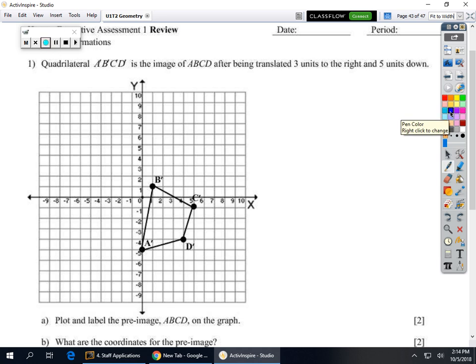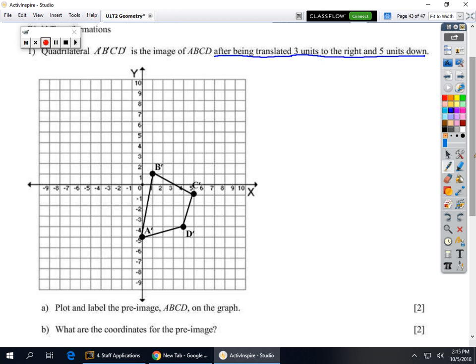So let's read first. Quadrilateral A prime, B prime, C prime, D prime is the image of ABCD after being translated 3 units to the right and 5 units down. That means this picture right here is what happened after I had translated. I'm not translating this one 3 to the right and 5 down. I've already translated it. That means I need the original image by going backwards, because question A asks, plot and label the pre-image ABCD on the graph. So instead of going 3 to the right and 5 down, I'm going to do the opposite.